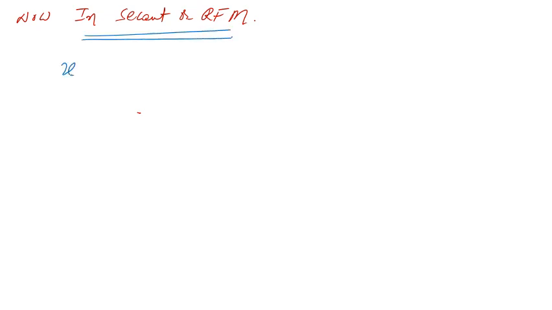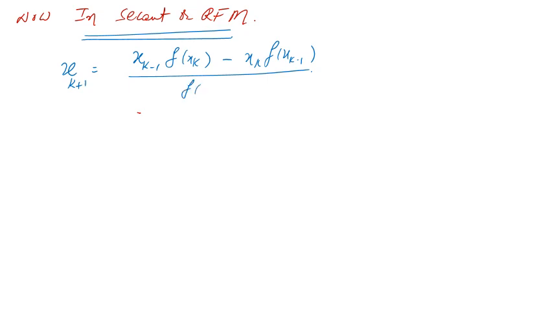Okay, now in secant or regular falsi method, what is the formula of secant method or regular falsi method? Xk plus 1 equal to xk minus 1 f of xk minus xk into f of xk minus 1 by f of xk minus f of xk minus 1. Right, this is the formula.